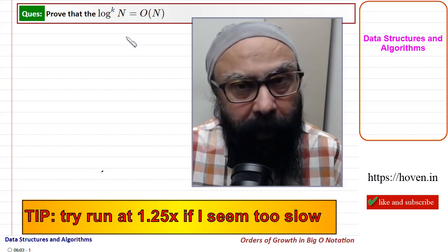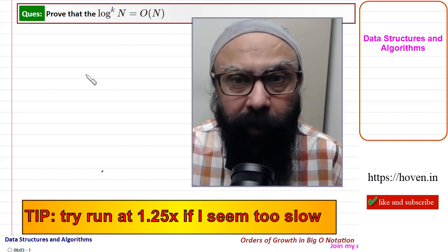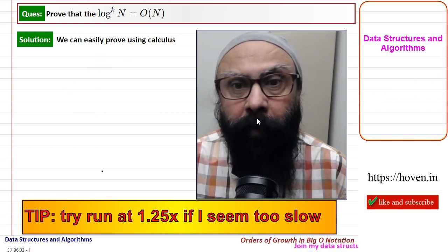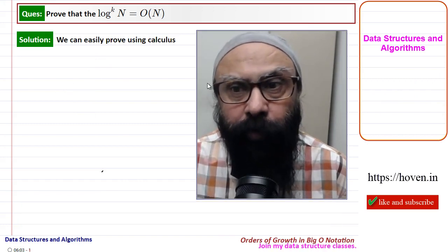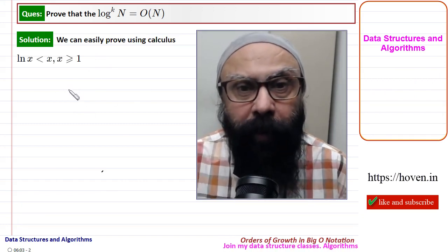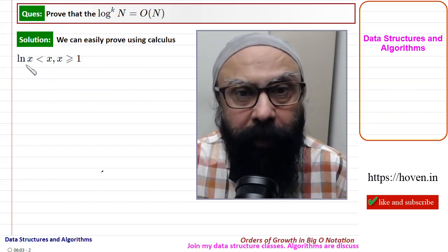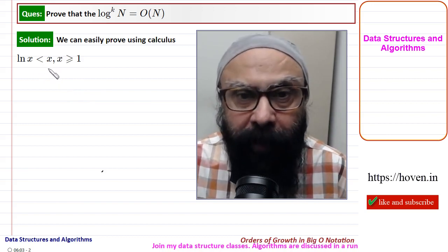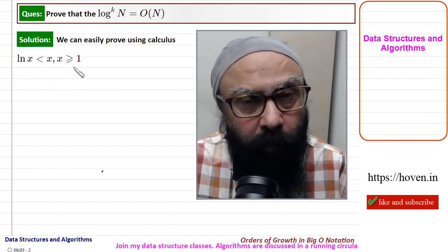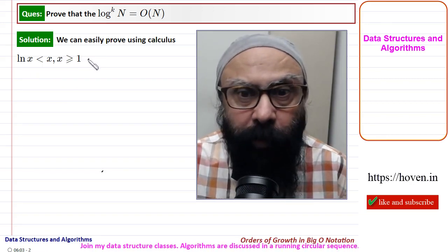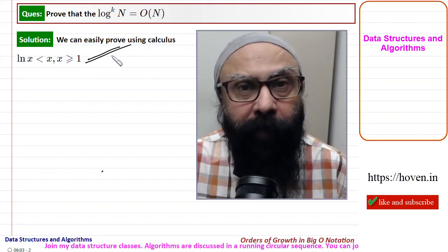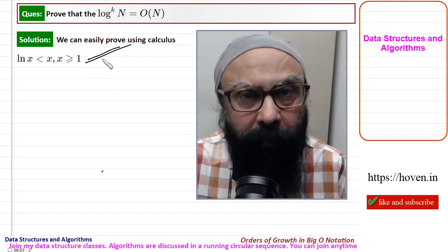So for this we will carry out various steps, and let us see what all the steps are. We can easily prove using calculus. We know from calculus that log natural of x is always less than x for x greater than or equal to 1. This is a known fact from basic mathematics.